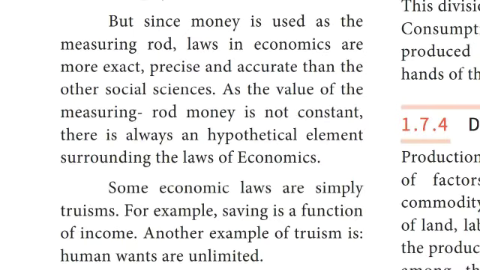Last, economic laws are more exact, precise and accurate than those of the other social sciences. Some economic laws are simply truisms. For example, saving is a function of income. Another example of a truism is that human wants are unlimited.